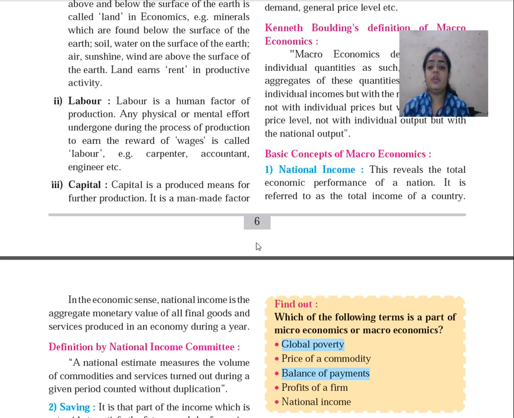By national income, we mean whatever income is generated by the entire nation in an entire year. In national income, at the basic level we first calculate the household income, then the income of a certain area, then the income of a city, then the income of the entire state, then the income of entire India. In this way, we calculate the national income of the country.